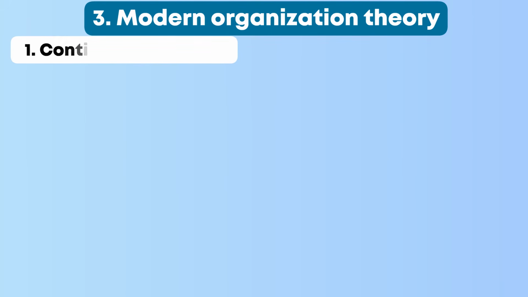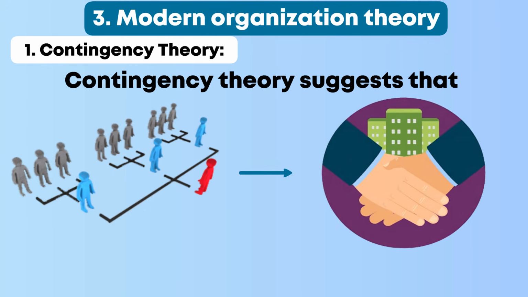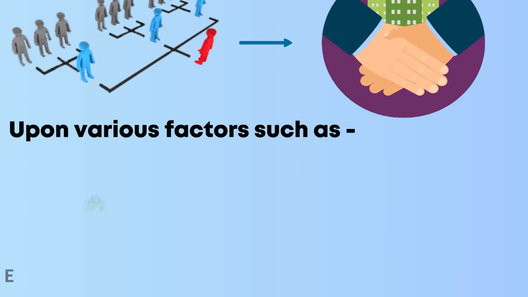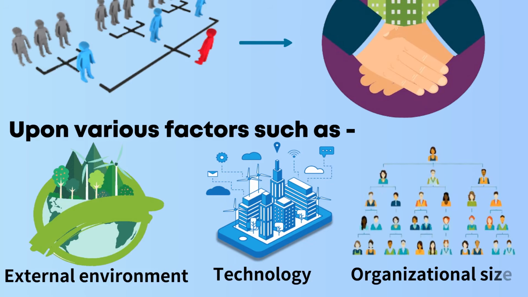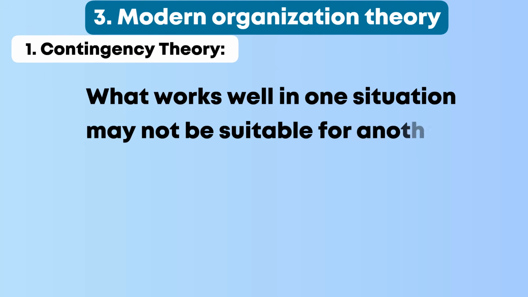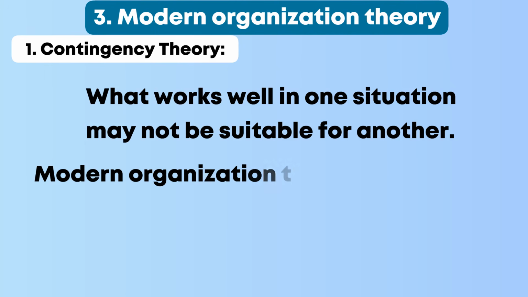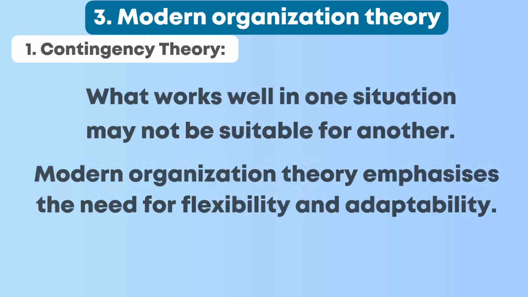1. Contingency theory. Contingency theory suggests that organizational structures and practices should be contingent upon various factors such as the external environment, technology, and organizational size. What works well in one situation may not be suitable for another. Modern organization theory emphasizes the need for flexibility and adaptability.